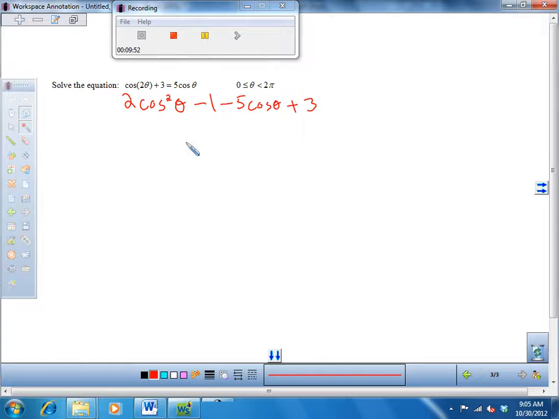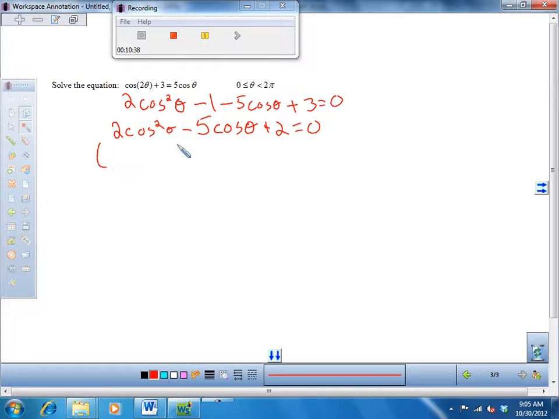Let me double check to make sure I'm doing this right. Because I do these problems, believe it or not. You got the equation right. So again, I'm going to rewrite this as 2 cosine squared theta, equal to 0 over here. Minus 5 cosine theta, and minus 1 and plus 3 makes plus 2 equals 0.